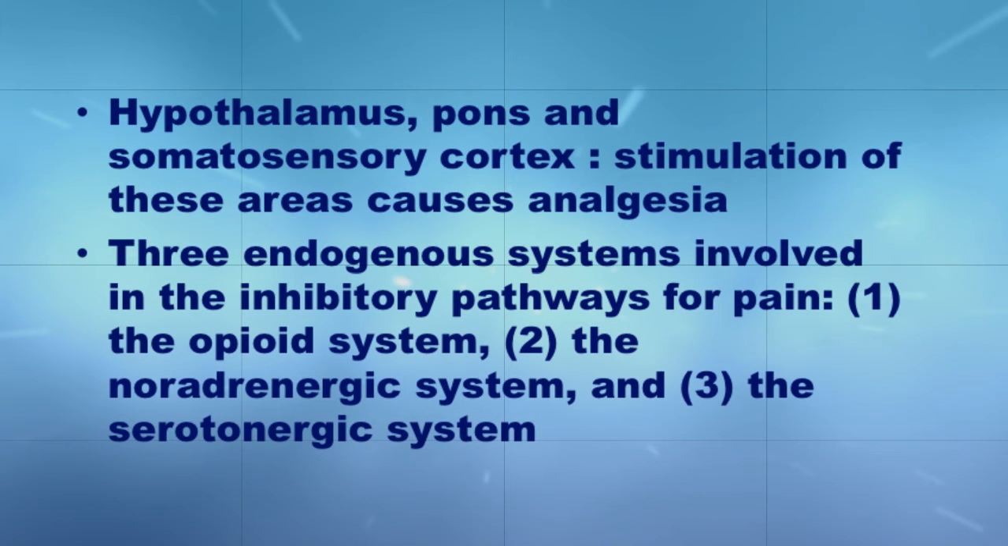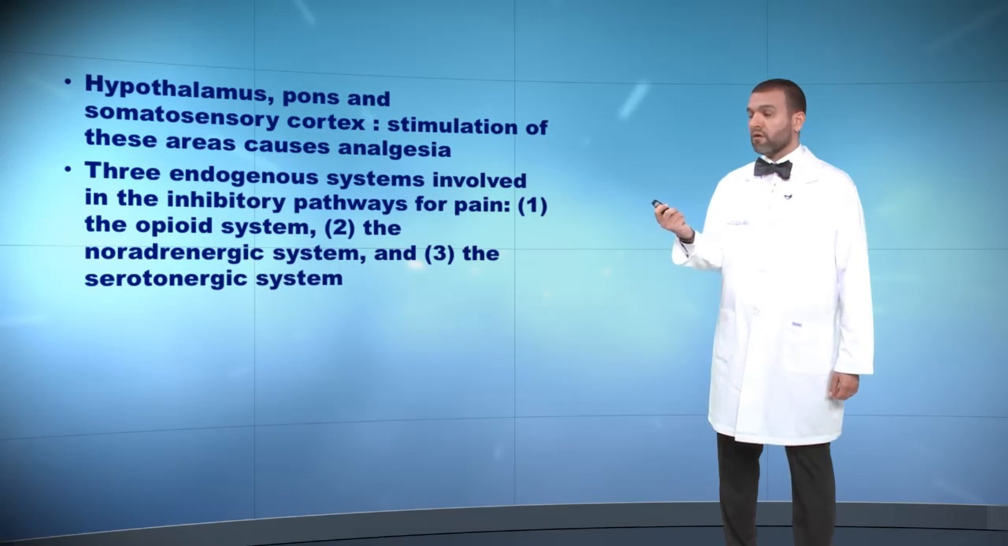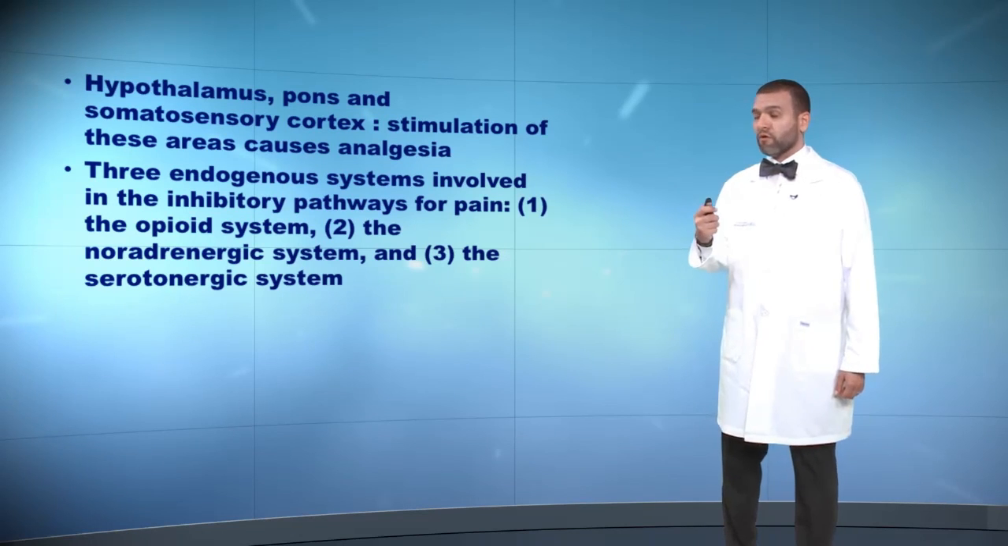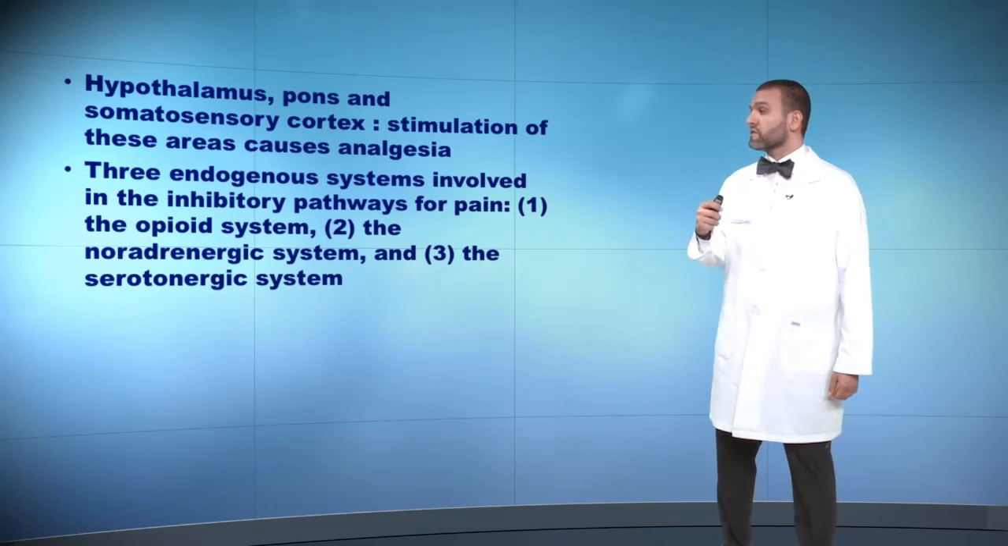Hypothalamus, pons, somatosensory cortex, usually it's the stimulation of these areas that causes analgesia. So in normal physiology, if you get hit, you'll get the stimulation of these parts in the supraspinal areas, and then you'll get the descending inhibiting signals from it. There are three systems involved: the opioid system, the adrenergic system, which has norepinephrine as the major mediator, and the serotonergic system, using serotonin as the major neurotransmitter.